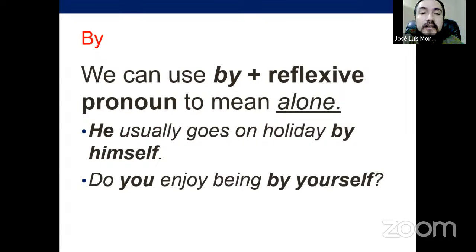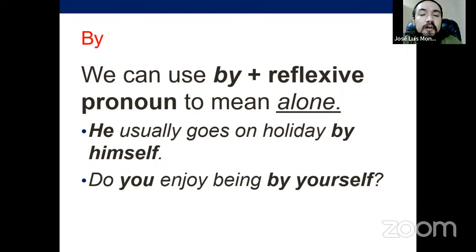This is perhaps one of the most common ways to use reflexive pronouns, but in this way, it's actually something else because it means something different, right? It means alone. That's the only purpose of using by plus reflexive pronoun, to say alone. It doesn't have to be impressive. It doesn't have to refer to emphasis. No, it's not doing and receiving action. No, it's only alone. All right.